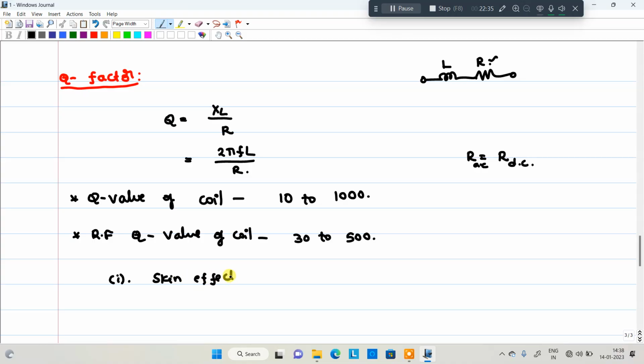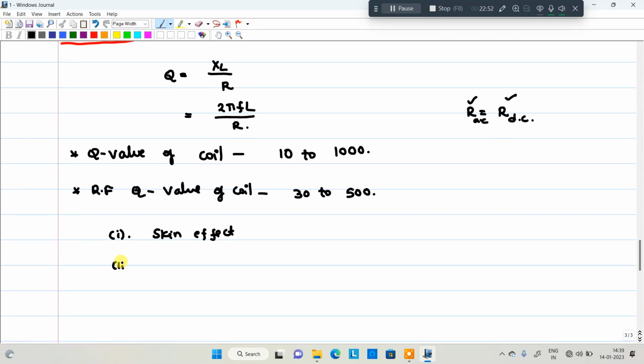Okay, I will tell you what is meant by skin effect. Why is this difference taking place? Because AC resistance and DC resistance are both different. The reasons behind this are, first, skin effect; second, eddy currents; third, hysteresis losses. These are the three reasons why AC and DC resistances are different. Clear? Now I will explain the skin effect.